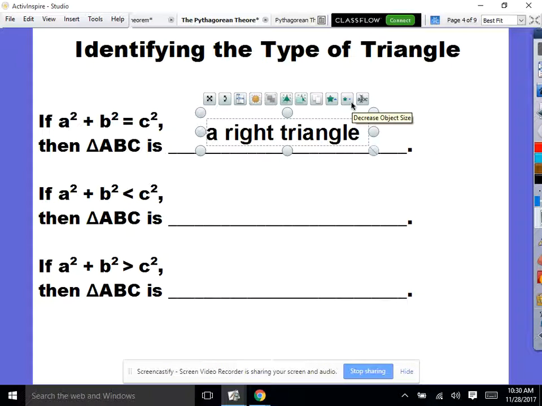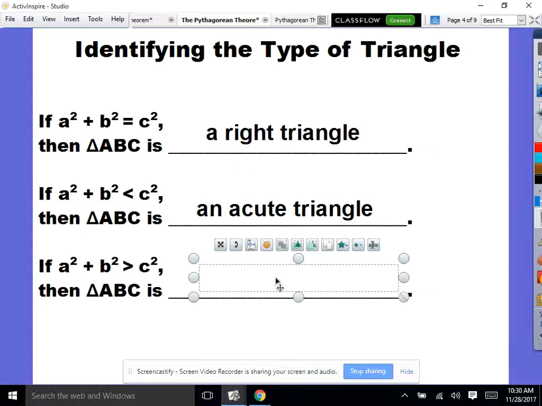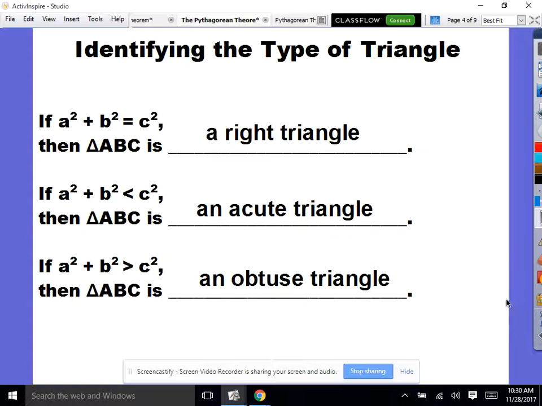If a squared plus b squared is less than c squared, then triangle ABC is an acute triangle. And if a squared plus b squared is greater than c squared, then triangle ABC is an obtuse triangle. Today we're really just focusing on: is it a right triangle or not?